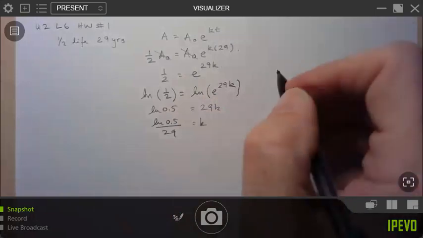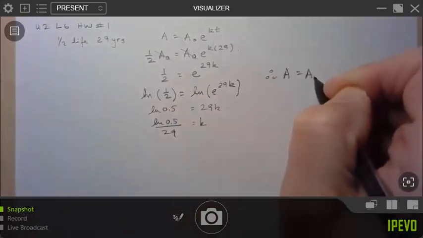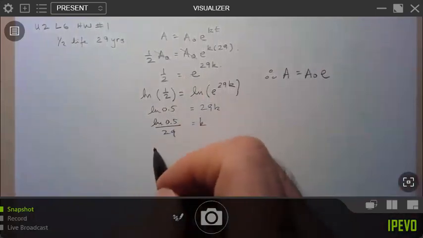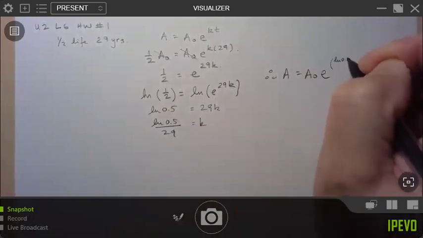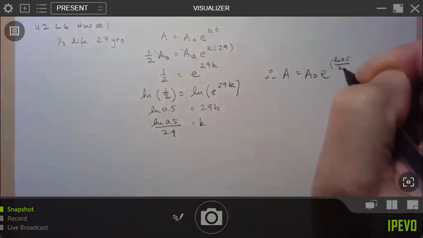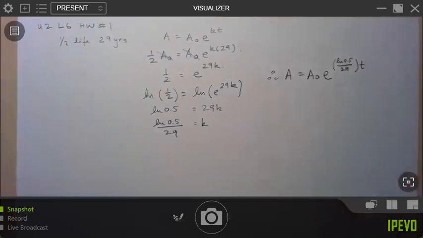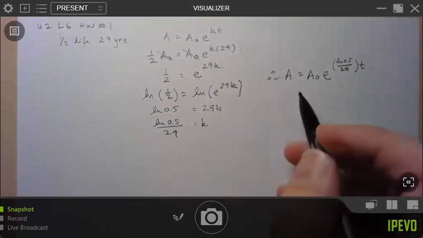Okay, so that means that my model is A equals A naught, whatever the initial value is, e to the, and this is a fairly simple thing here, so I might as well just leave it as is, ln 0.5 over 29, so I don't have to work with an ugly approximation. Okay, so there's my model.